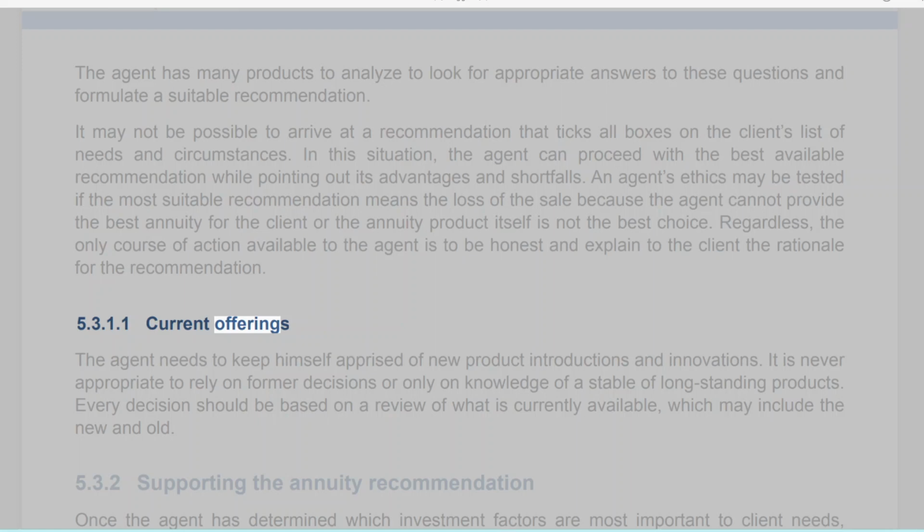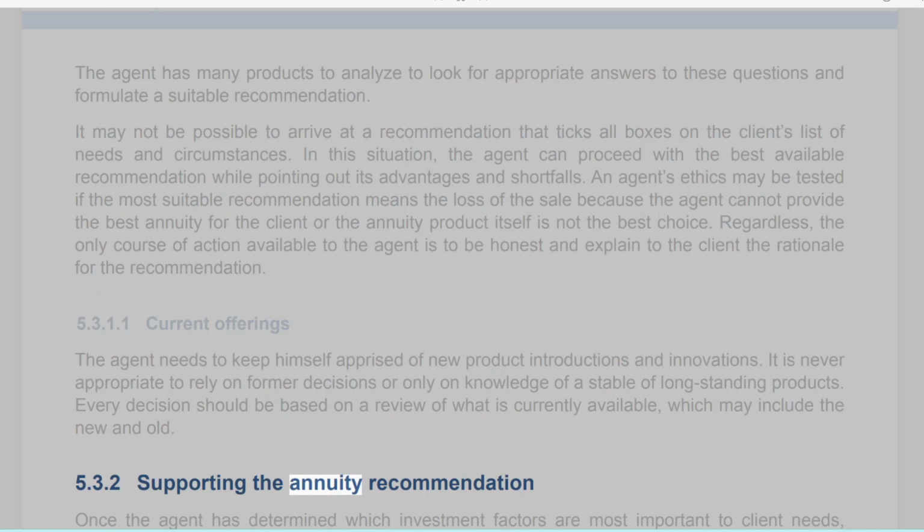5.3.1.1 Current offerings. The agent needs to keep himself apprised of new product introductions and innovations. It is never appropriate to rely on former decisions or only on knowledge of a stable of long-standing products. Every decision should be based on a review of what is currently available, which may include the new and old.